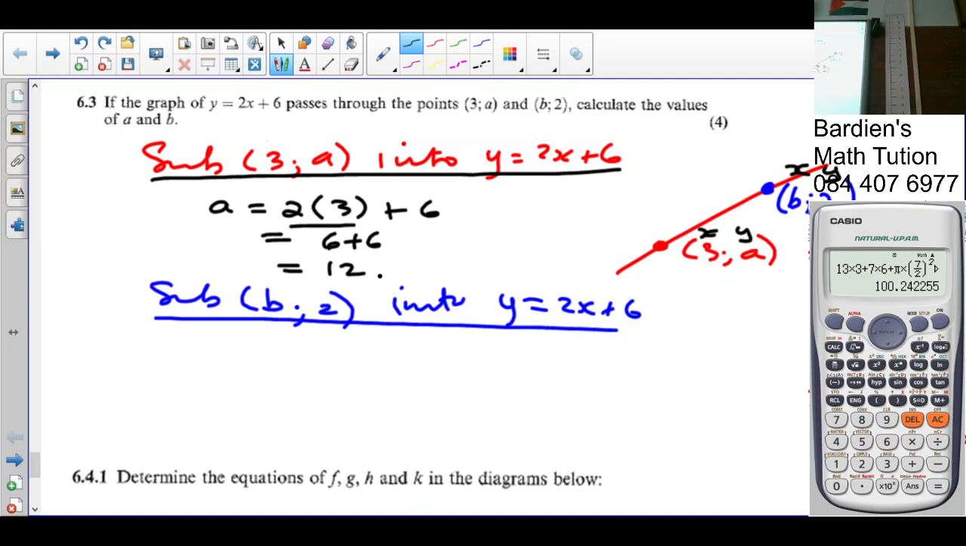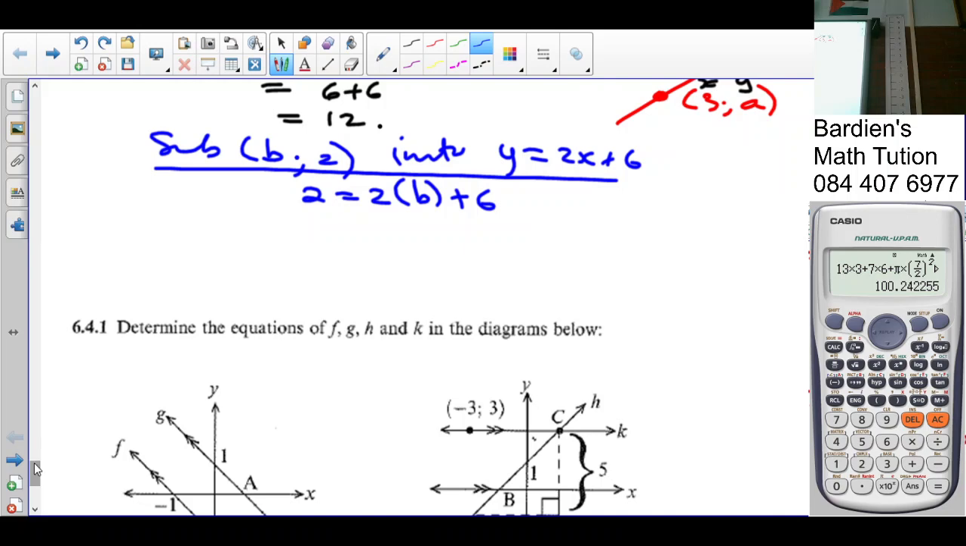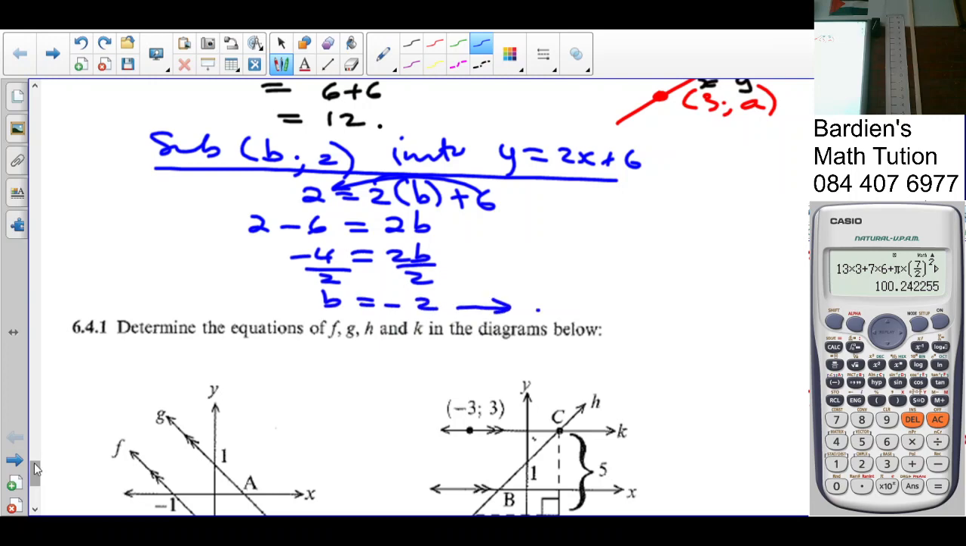Right. So let's go here. X is what? Oh, y, sorry. Is 2 equals 2 times x, which is b, plus 6. What is 2 times b? You take it over. So it's 2 minus 6. What's 2 minus 6? Negative 4. Divide by 2 both sides. So b is negative 2. Very important to understand how to do it. Okay? Next.